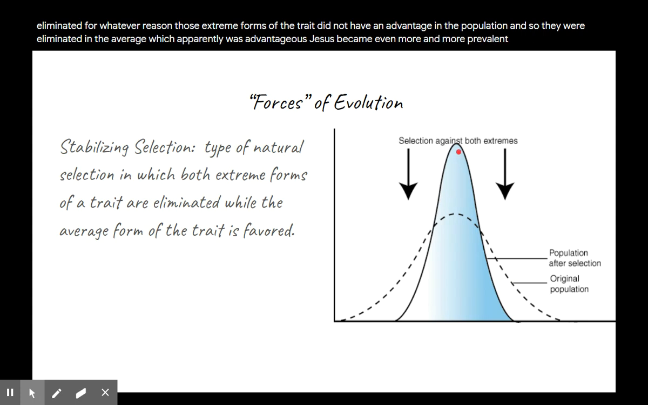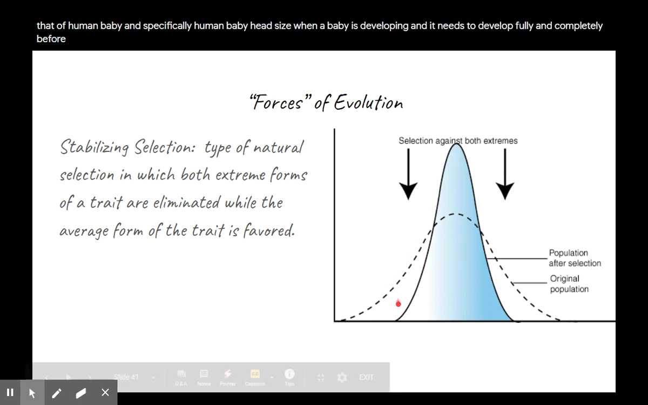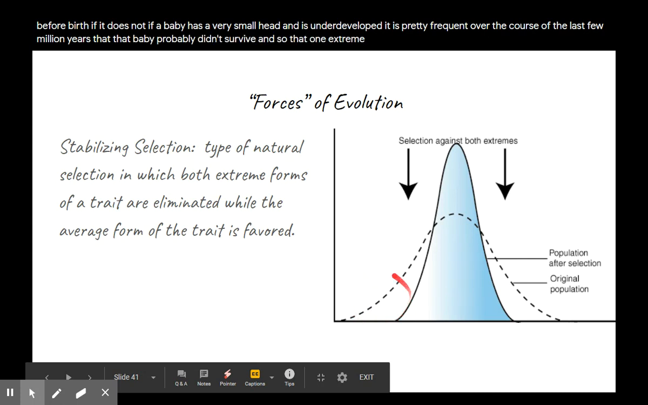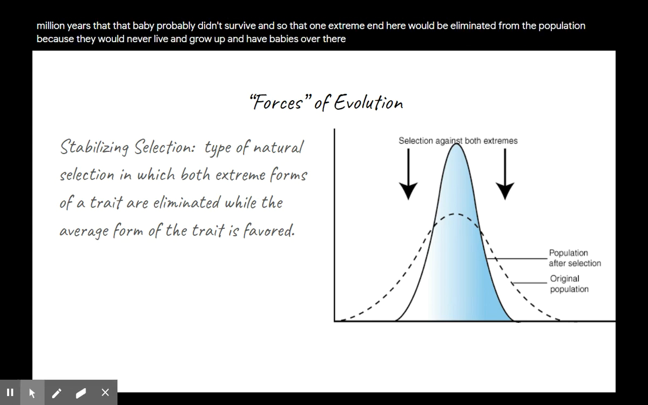A natural example I can provide of this is that of human babies, and specifically human baby head size. When a baby is developing, it needs to develop fully and completely before birth. If a baby has a very small head and is underdeveloped, it is pretty frequent over the course of the last few million years that that baby probably didn't survive. And so that one extreme end would be eliminated from the population because they would never live and grow up and have babies of their own.